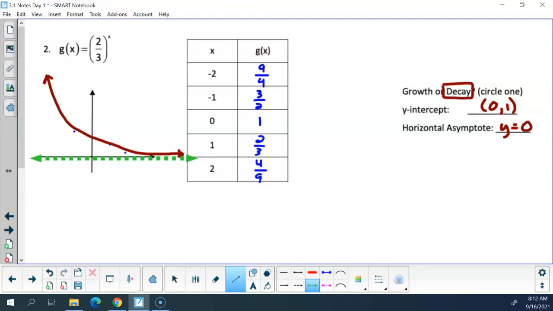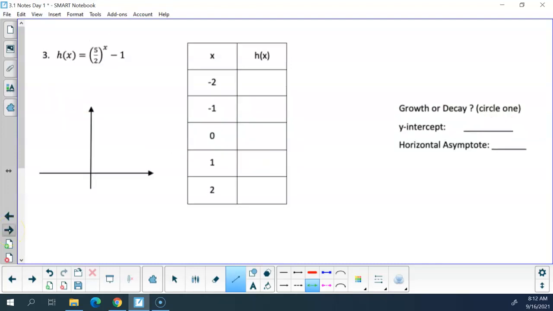All right. Did you guys get enough time to do number 3? Okay. So now, growth or decay right off the start? Growth. Why growth? Because it's more than 1. Yep. 5 divided by 2 is 2.5. That's bigger than 1, so that means it's going to be a growth. So we know that it's going to go up and to the right. All right, let's plug some points in and see what we got.